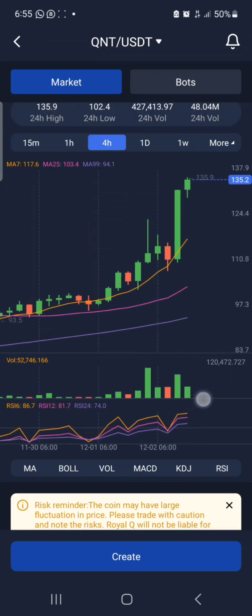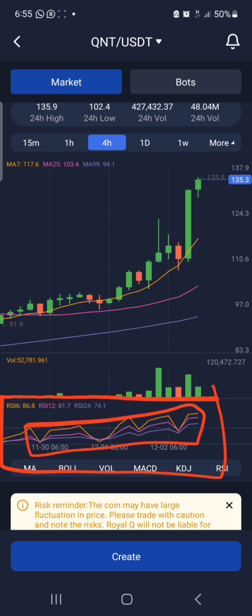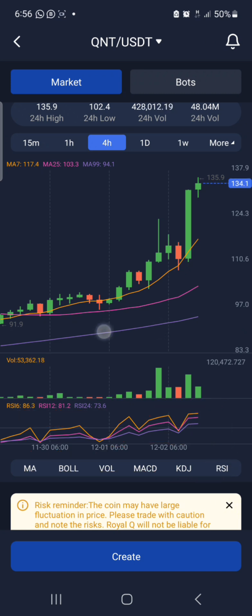Guys, we are here. This is the indicator. These are the things I'm talking about: 6, 12, and 24. You get it? Yeah, so we are there. So when you see it up like this one, it is showing overbought areas. And when you see it down here, it is showing oversold areas.